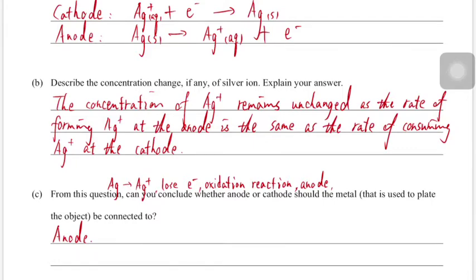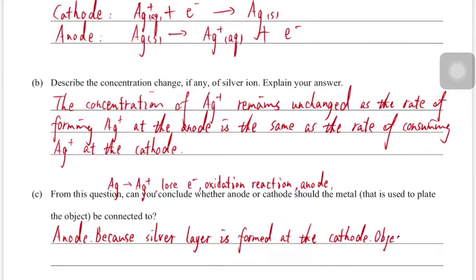The reason for that we can write like this is because silver layer is formed at the cathode. Okay, so object to be plated should be connected to the cathode.